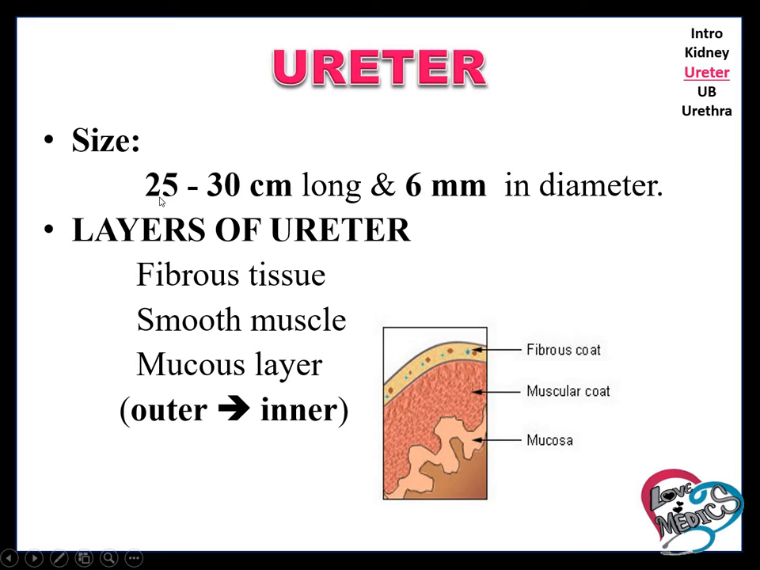Size of the ureter: it is 25 to 30 cm in length and 6 millimeter in diameter. The layers of the ureter are: this is the fibrous layer, this one is the muscular layer, and this one is the mucosa, that is the mucous layer. Outer fibrous layer, middle muscular layer, inner mucosa.